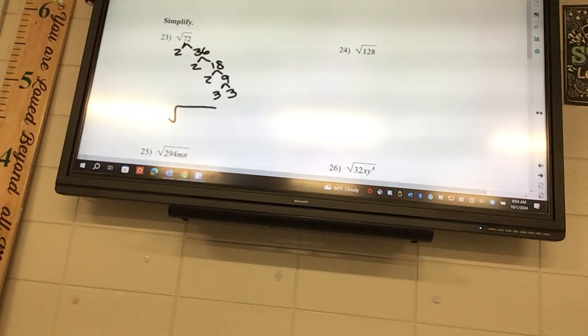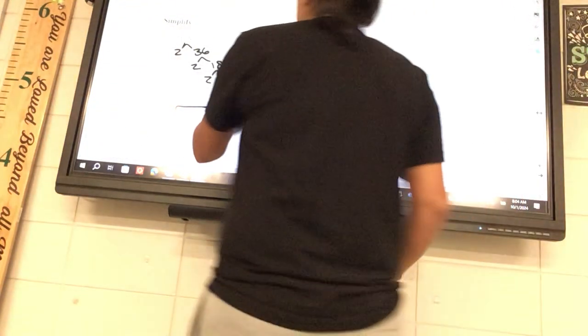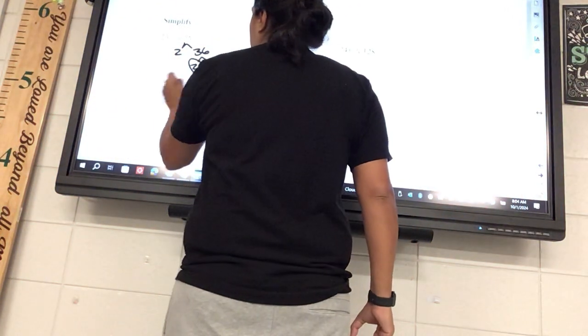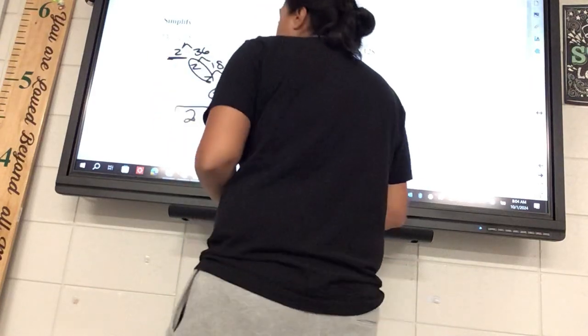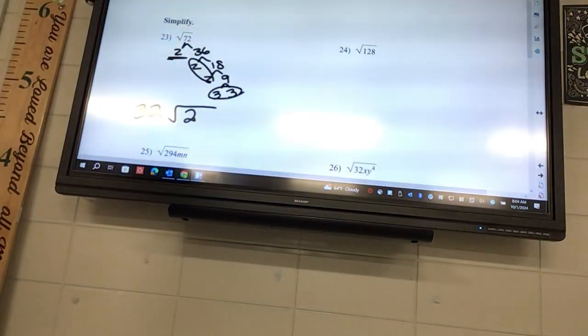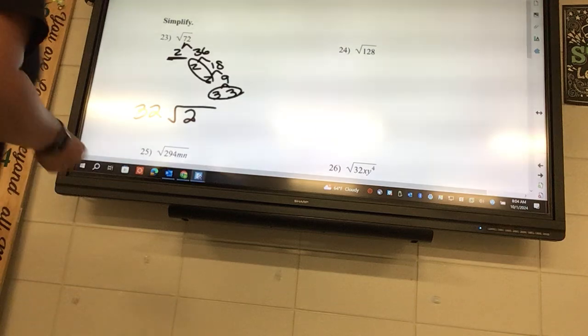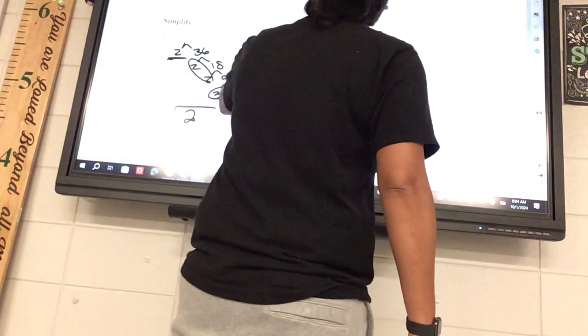Okay, so who can go? A group of 3s and a group of 2s. Who cannot go? A single 2. This guy cannot go, he doesn't have a partner. And what do you do with that 3 and 2? Multiply. So you're going to get 6 square root 2.